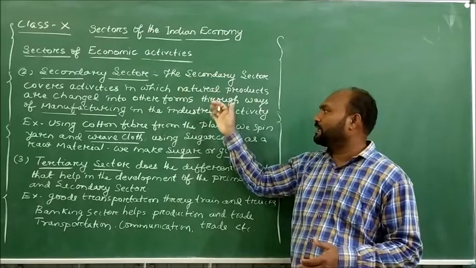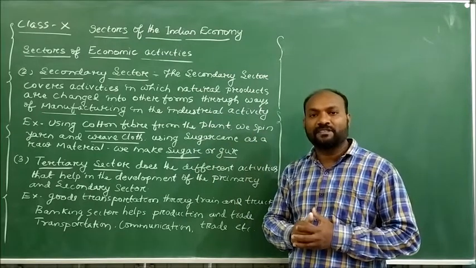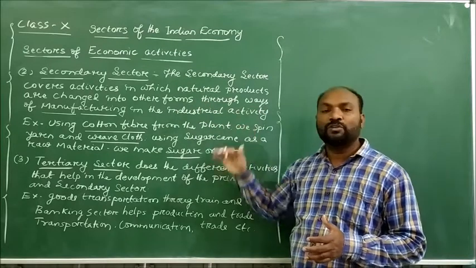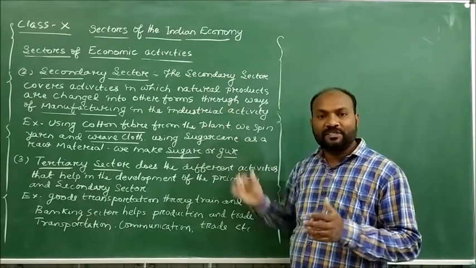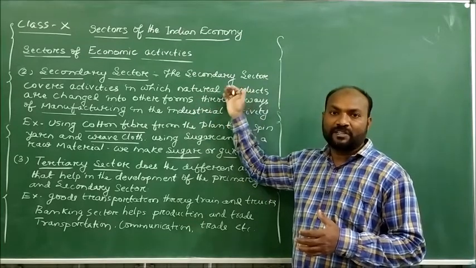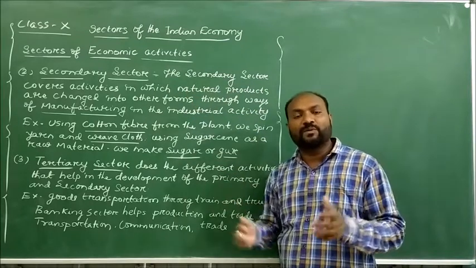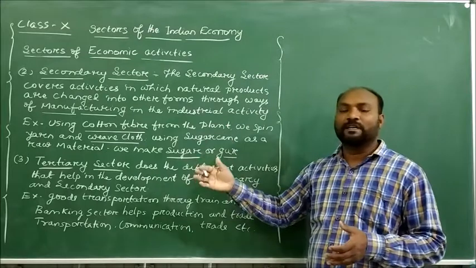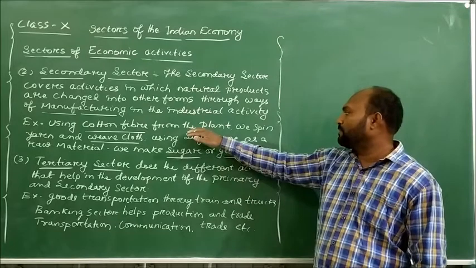It is covering that all the natural products which are produced in the primary sector are being changed into other forms through manufacturing and industrial activities. This is called the industrial sector, or the secondary sector. So what are we doing in the secondary sector? There are different examples given here, such as using cotton fiber from the plant.